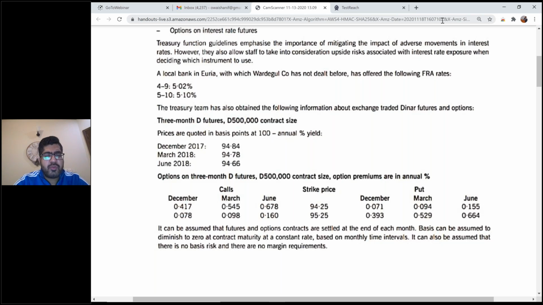It can be assumed that futures and options contracts are settled at the end of the month. I told you yesterday as well that it's always 30th March, 30th June, settlement at the end of the month. Basis can be assumed to be diminished to 0 at contract maturity based on monthly intervals. It can be assumed that there is no basis risk, no margin requirements.